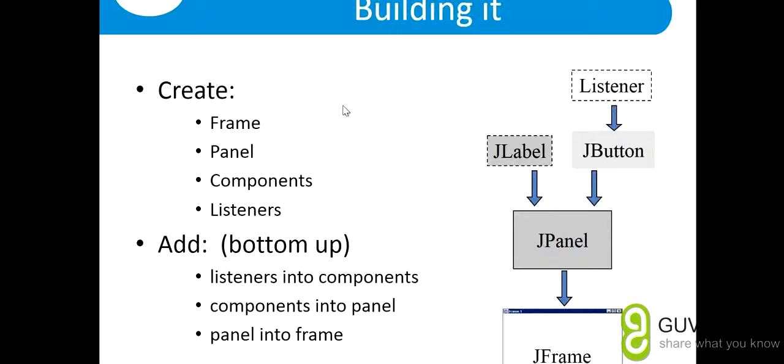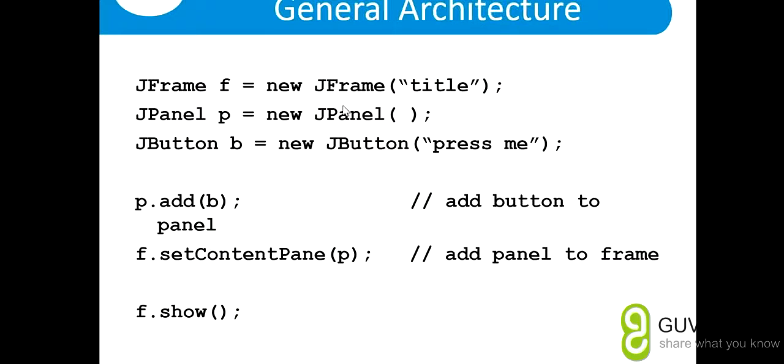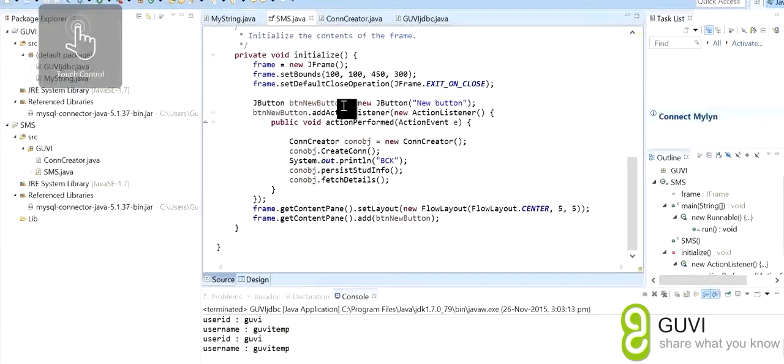If you look at the internal structure, it will be something like this, very similar to the previous diagram we had seen. If you visualize it in coding, first a frame is created, then a panel, and then a JButton is created and added to that panel that is already created. Then that panel is added to the overall frame, which is then finally shown to be viewed by the user. So this is the typical one. Let's see that in programming code.